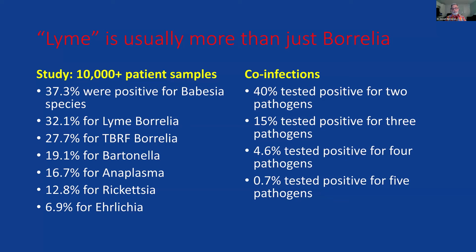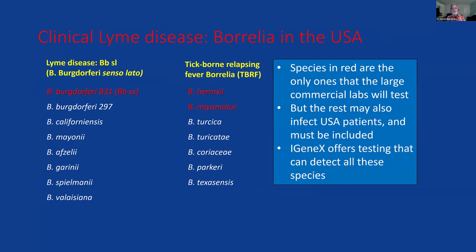Another problem when it comes to the diagnostic realm is the kind of testing that most people have access to. When I talk about that, I'm talking about the type of tests that are done in laboratories associated with hospitals or big commercial laboratories, the big box labs. Because they rely on FDA-approved test kits, and the FDA has only approved test kits for Borrelia burgdorferi sensu stricto, the old strain B31, which is a tick strain, not a human strain, came from New York State. And when it comes to tick-borne relapsing fever, they only have two, Hermsii and Miyamotoi.